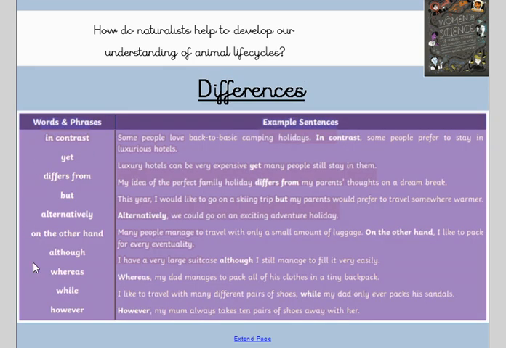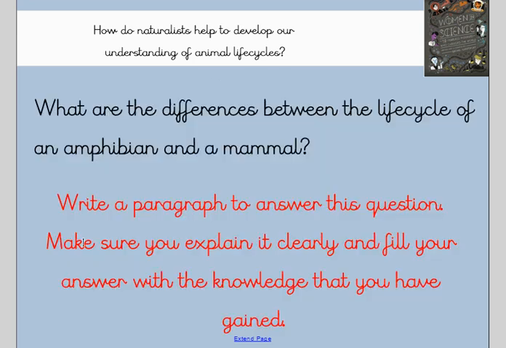And I've also again put these, you could use these as sentence starters or conjunctions within your writing to try and help you write your paragraph. Okay, explaining the differences between the life cycle of an amphibian and a mammal.